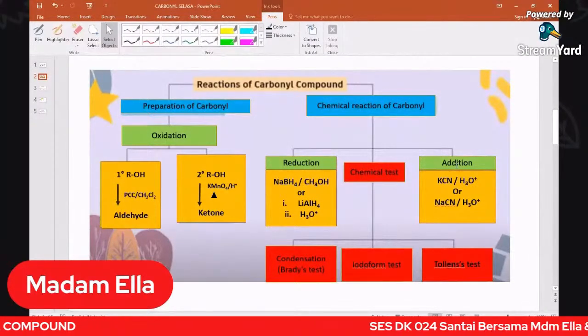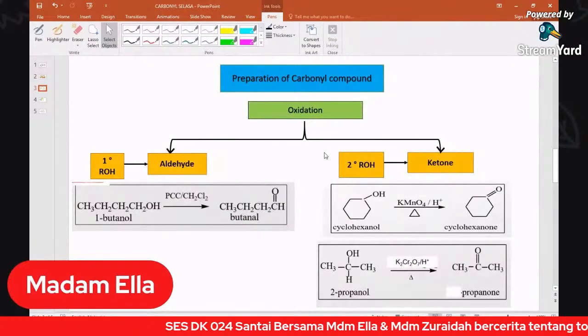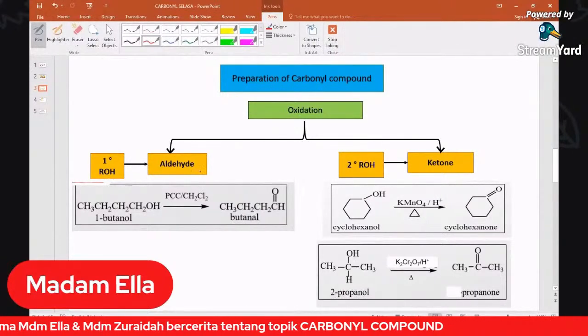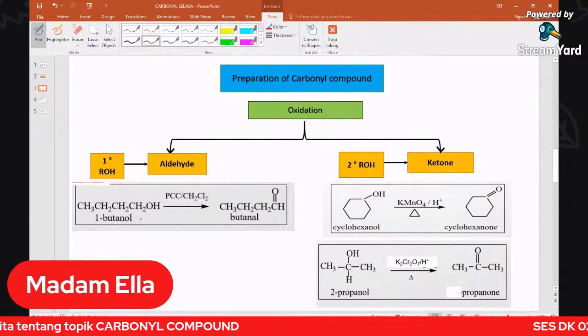So let me look for the example directly. Okay, this is preparation of carbonyl compound. Guys, we have two types, that is oxidation. Primary alcohol will change to aldehyde. The example here is 1-butanol.